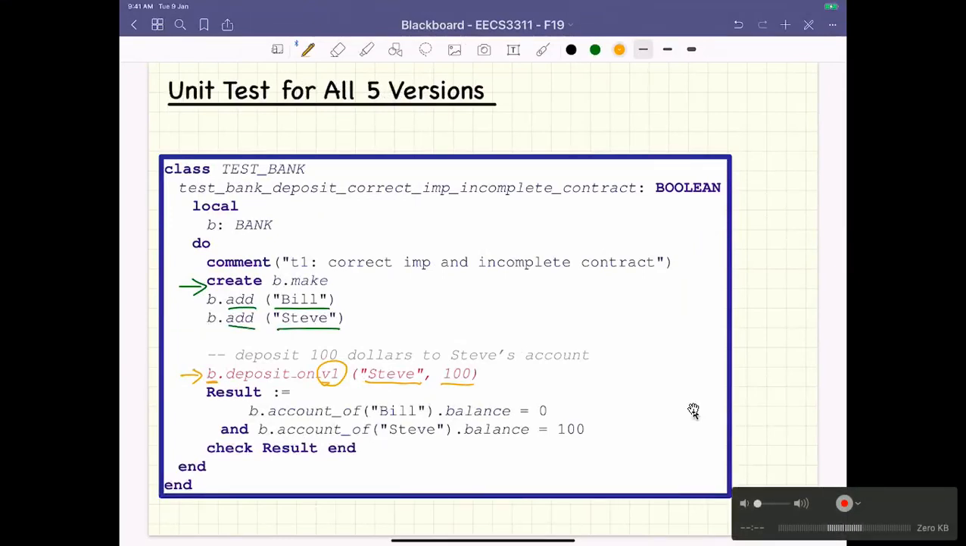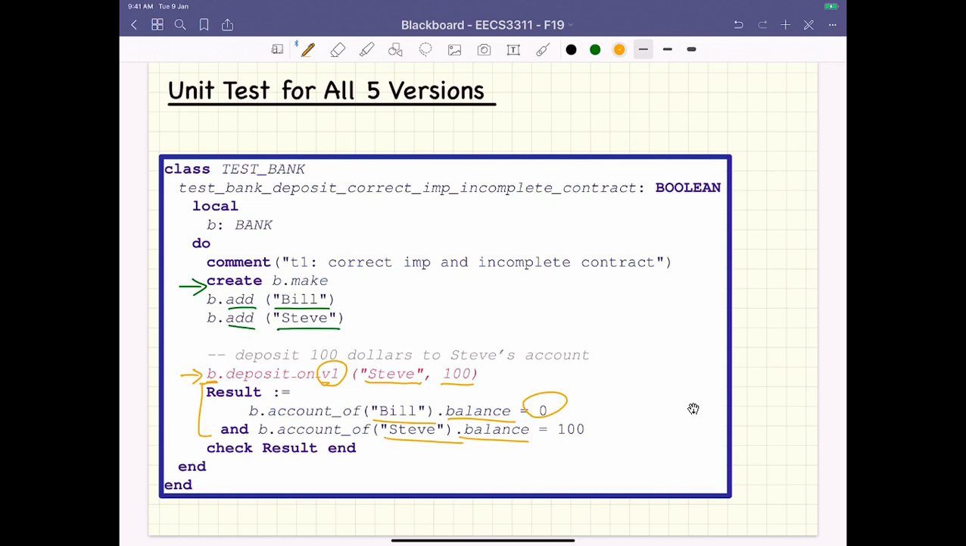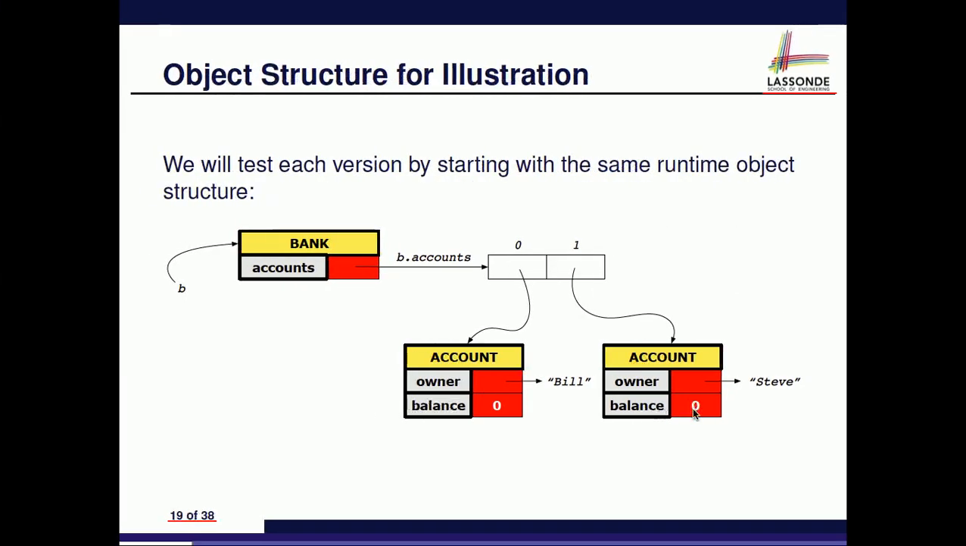Okay, and then this is a simple check. Just make sure balance for Bill is 0, balance for Steve is simply 100. So this is going to be the same test we're going to run for all the 5 versions. Any questions? Everybody follow the logic for the test? Okay. So now let's move on to first version.